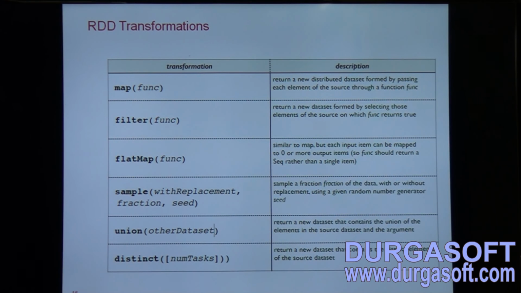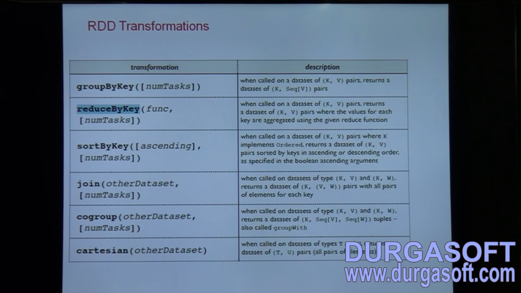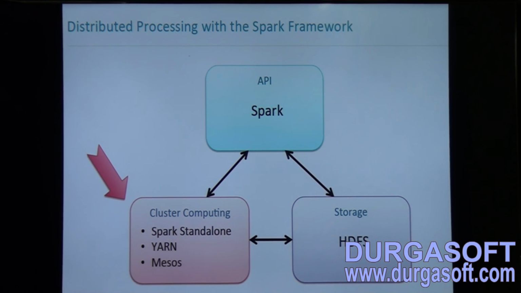But coming to transformations, these are all the transformations: map, filter. A transformation is nothing but creating a new RDD from the existing RDD. So these functions help us to create the transformations: map, filter, flatMap, sample, union, distinct, like this way. Also cogroup, cartesian. So this is, at a high level, the Spark API.